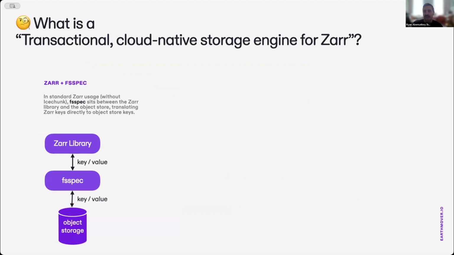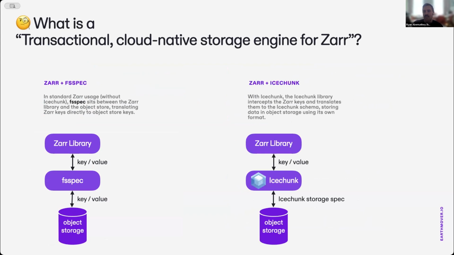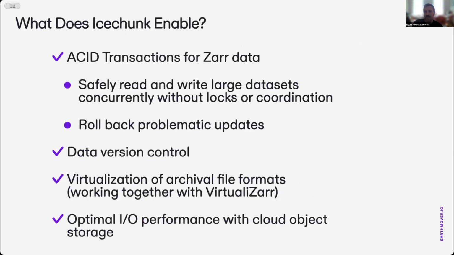So real quickly, what is a transactional cloud native storage engine for Zarr? If you've used Zarr, you may realize it basically just uses a key value store to store both metadata and chunk data. And today, if you use Zarr with object storage, you're likely going through the fsspec library, which is responsible for translating those Zarr keys into data in S3. And the way Icechunk works is it just slides in there. Instead of using fsspec and those stores, use the Icechunk store. And in addition to managing all the I/O from cloud storage, it also reformats how the data are stored under the hood and uses a more clever schema for the underlying storage format.